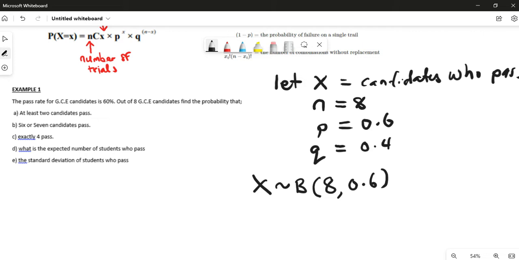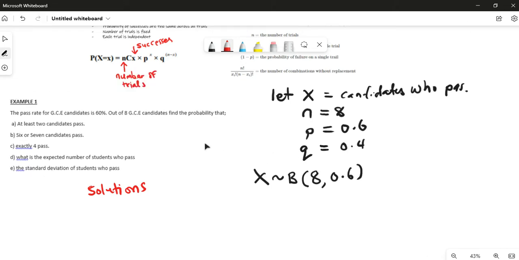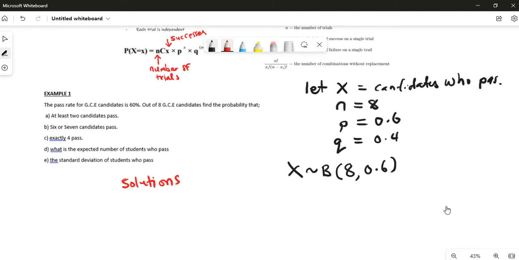Now we can begin solving. So I'll say solutions here. The first one, find the probability that at least two students pass. I'm going to say A here. Probability that at least two students pass. Meaning, we're interested in the probability that two students pass, the probability that three students pass, the probability that four students pass, the probability that five students pass, until you reach the probability of eight students passing.